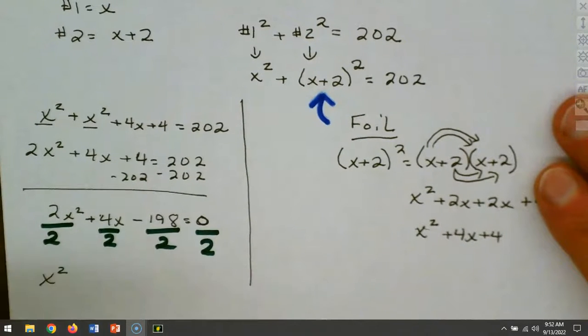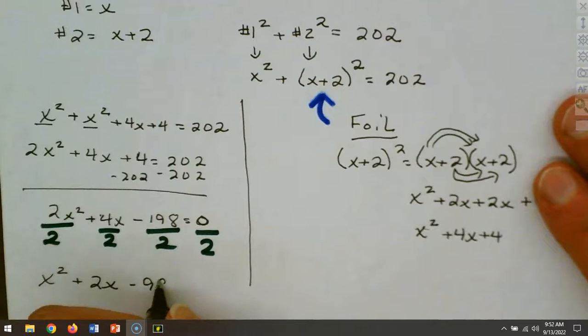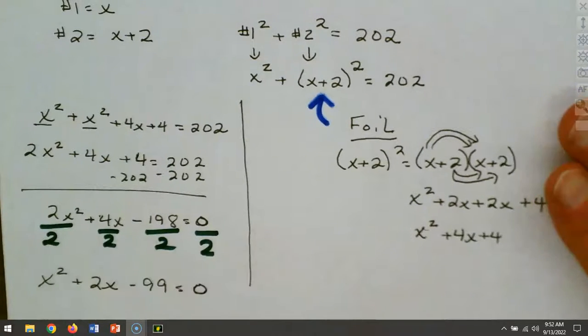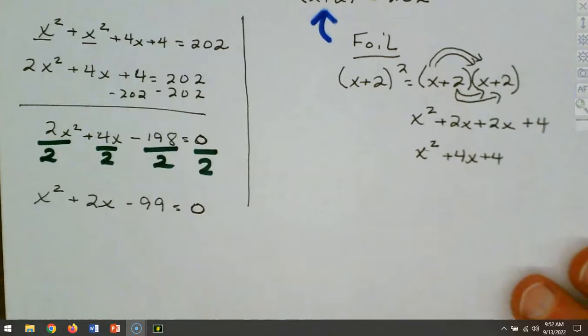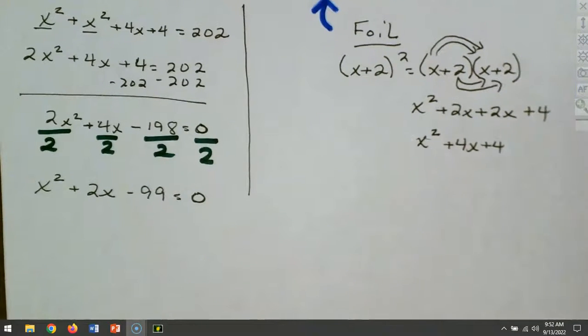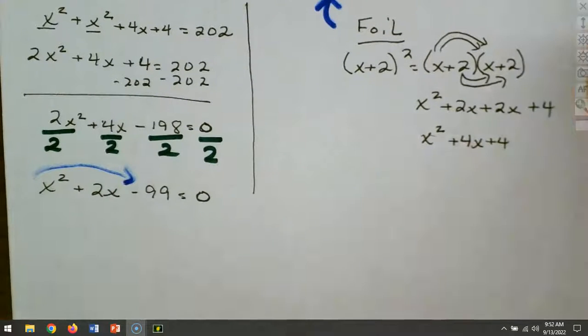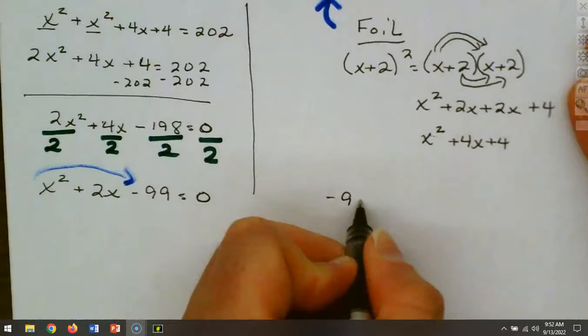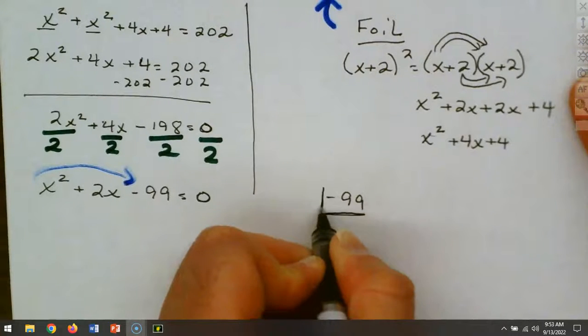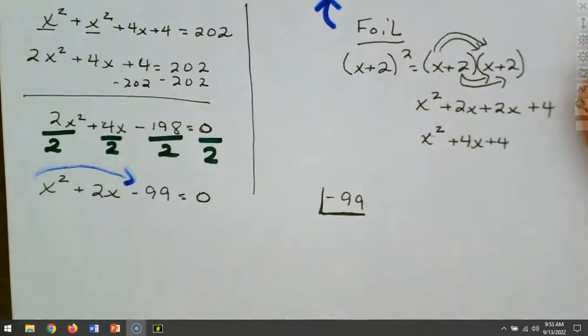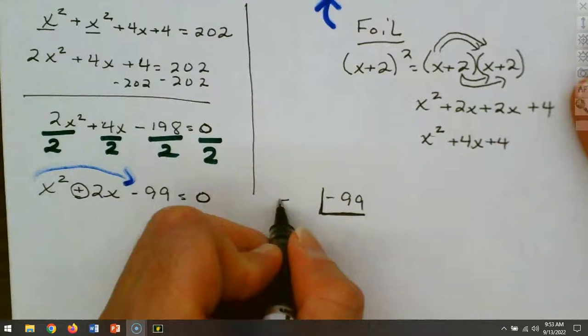So now we have x squared. 4 divided by 2, that leaves you with a 2x. 198 divided by 2, that's a 99. And 0 divided by any number is still 0. We can factor this without much problem at all. First times the last is a negative 99. And we know 1 is positive, 1 is negative. Larger number again is positive.